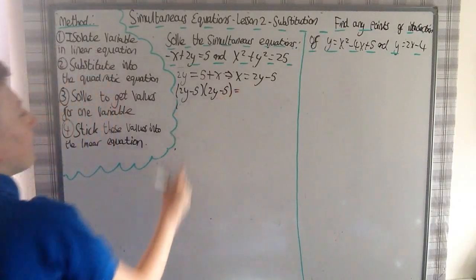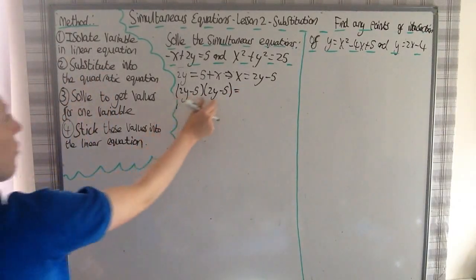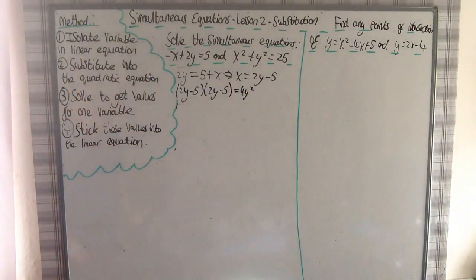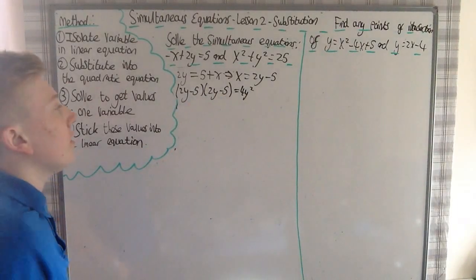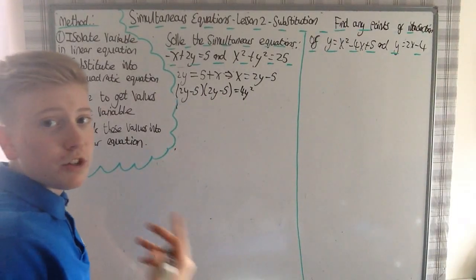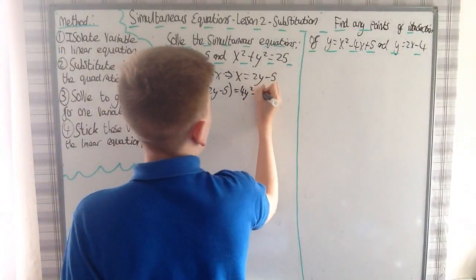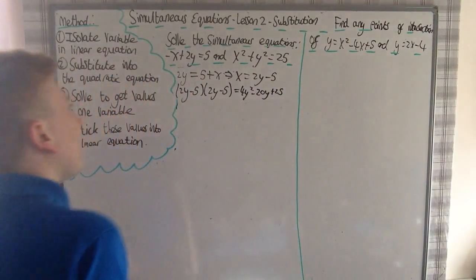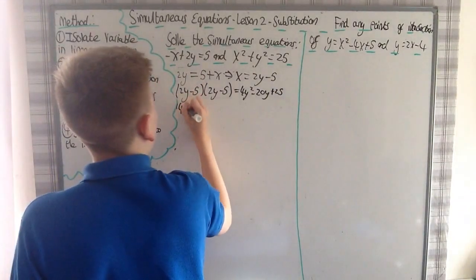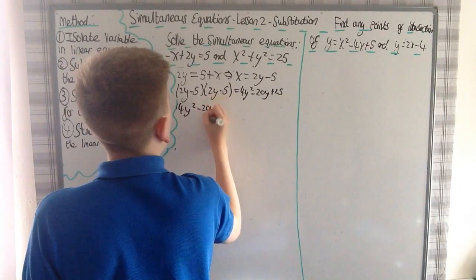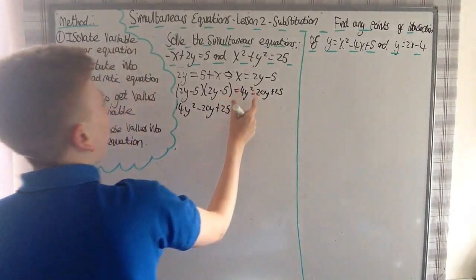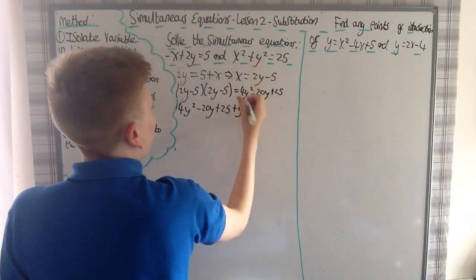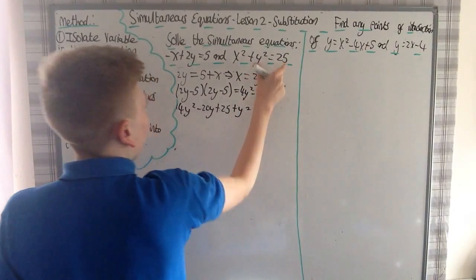So how do we expand the brackets with this? Well, we do 2y times 2y, which is 4y squared. 2y times minus 5 is minus 10y. We're going to get 2 of these, so we're going to get minus 10y, which is minus 20y. Minus 5 times minus 5 is positive 25. Now we rewrite this. So we get 4y squared minus 20y plus 25. Don't forget the plus y squared, and this equals 25, okay?